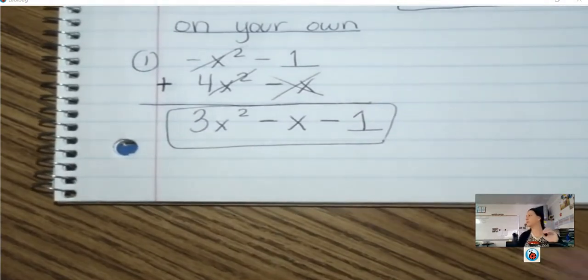Questions there? You can, but a lot of your directions are going to say write your answer in standard form, and the 1 has a degree of 0, so you always want the constant at the very end.